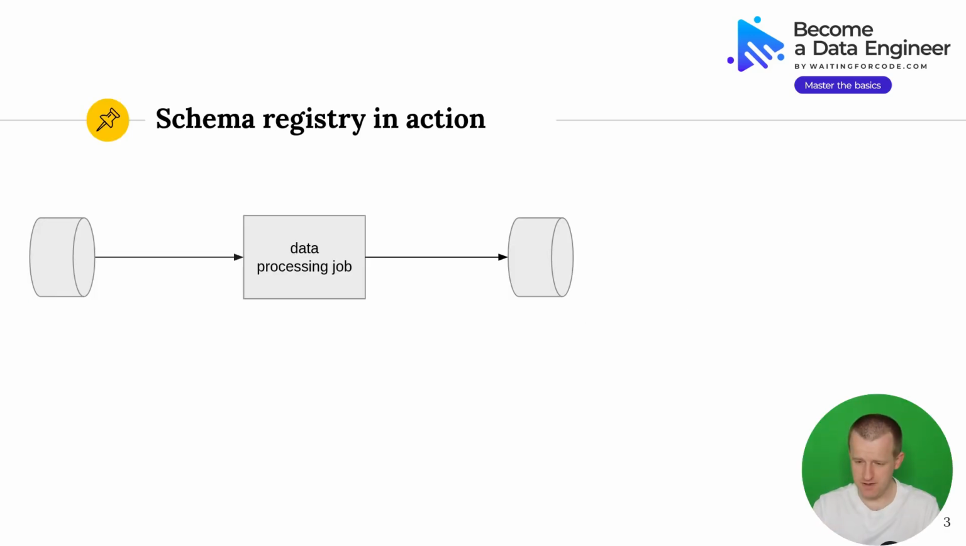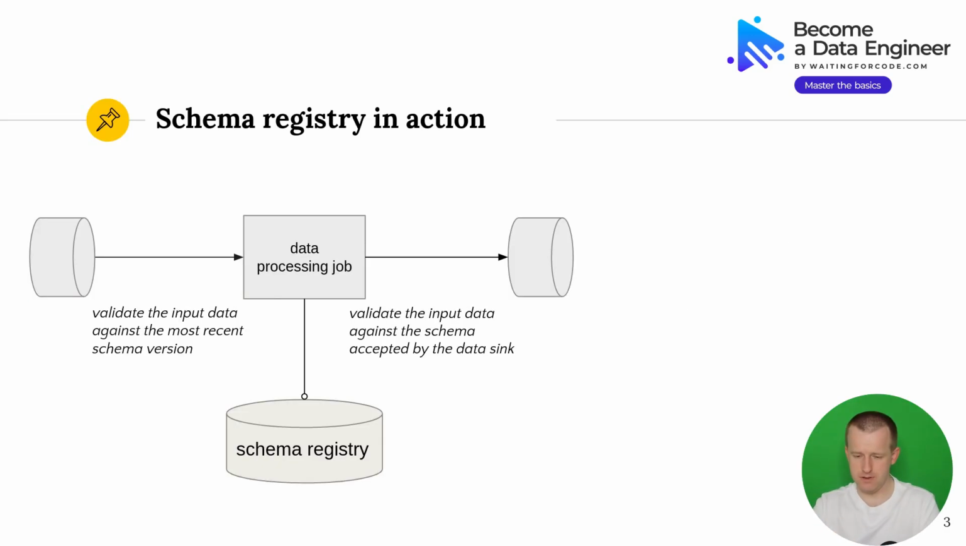What does it mean specifically? We have our data processing job and we add an extra component, which is the schema registry, where we validate the input data against the most recent version of the schema for producers, and we also validate this input data against the schema that is accepted by the data sink so that we don't break anything.